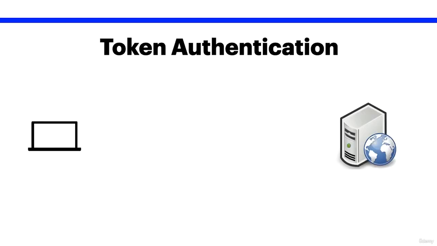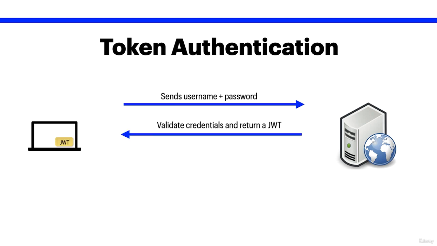So let's take a look at how token authentication works. A user logs in and sends their username and password up to the server. The server will validate their credentials and return a JSON Web Token that the client will store locally on their machine. Typically, we often use browser storage to hold onto the token so that we can then send the JSON Web Token with every single request.